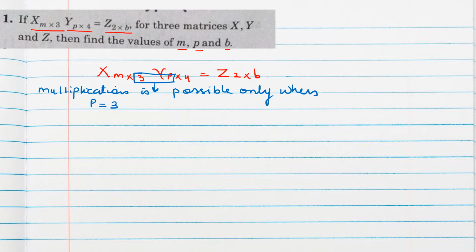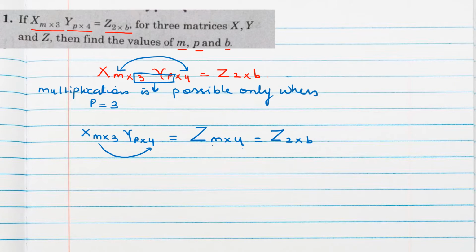Now after multiplying, the resultant matrix will be of order m by 4, isn't it? So X of m by 3 times Y of p by 4 should be equal to Z of m by 4. But this is given as Z of order 2 by B. By the process of multiplication, we get the Z matrix of order m by 4.